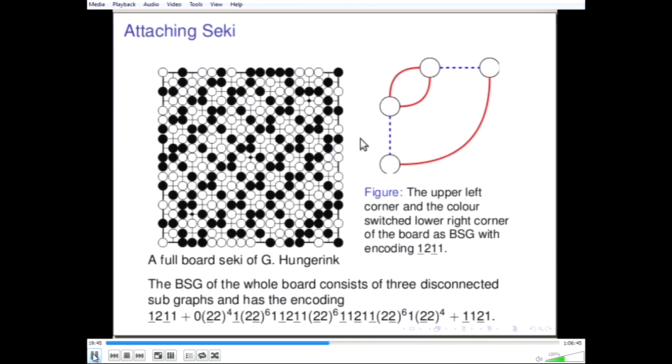So the upper left corner is represented by this basic Seki graph with this encoding. The lower right corner has the same graph except that black and white are switched. And the Seki in the middle is a linear Seki, which starts here with a zero, with a node, with a liberty, and therefore a zero, and then we have two black chains linking to another liberty, two white chains to another liberty, black, white. So it gives this encoding, which is a nice short representation of this very difficult looking Seki.